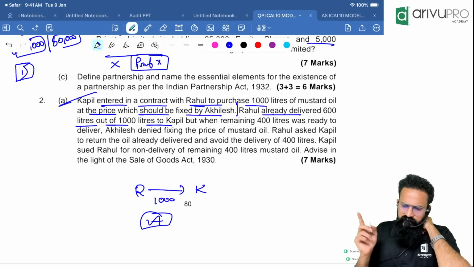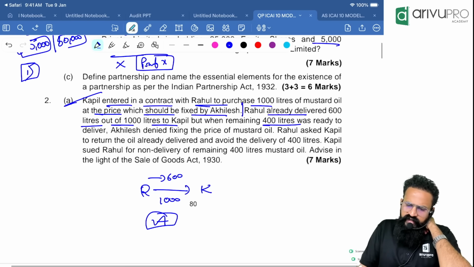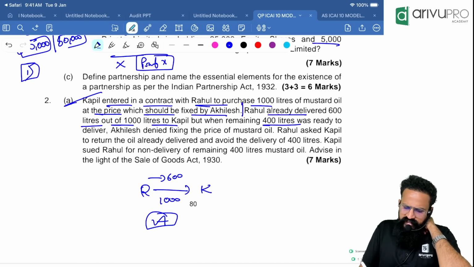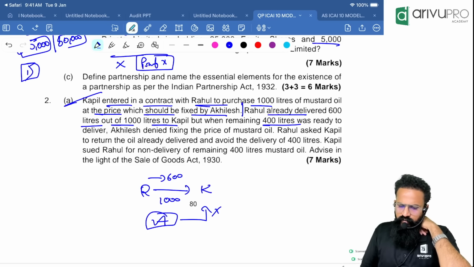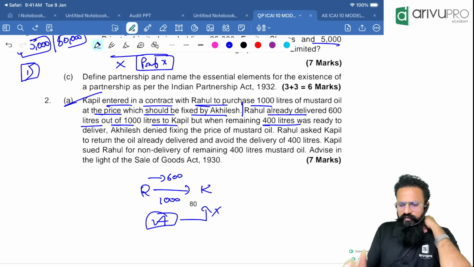Rahul already delivered 600 liters. But when the remaining 400 liters was ready to be delivered, Akhilesh denied giving the price. Rahul asked Kapil to return the oil already delivered and avoid the delivery of 400 liters. Kapil sued Rahul for non-delivery of the remaining 400 liters of mustard oil. Advice in the light of the Sale of Goods Act.